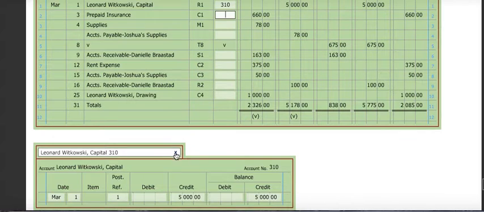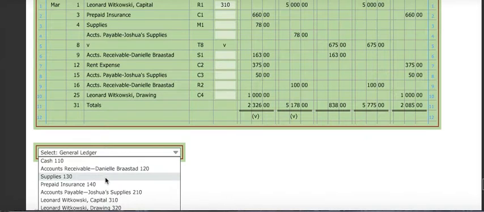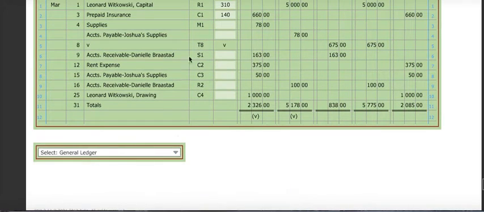Next one we need to find is our prepaid insurance. So down here, click this box, get back to where it says general ledger, find prepaid insurance, which is 140. That opens up. March 3rd is my date. We are going to have our post ref, which is journal page number 1, same as earlier. We have a debit for $660. $660 goes in my debit right here. Bring that over to have a balance of $660. My last step to complete this transaction is putting my account number 140 right in there. Next step, close that out.